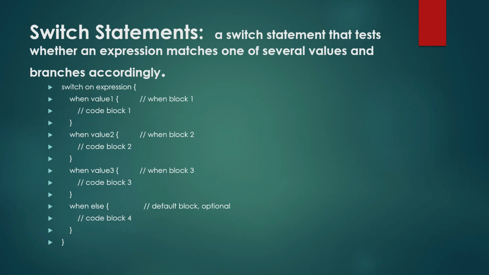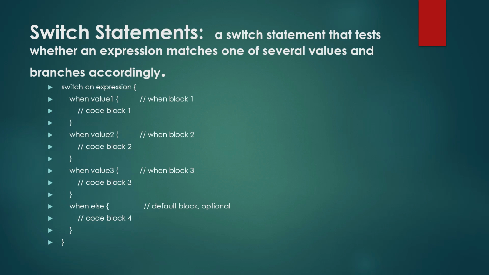So let's understand the switch statement. A switch statement tests whether an expression matches one of several values and branches accordingly. So let's understand this syntax. Switch on expression, when value 1, execute code block 1. When value 2, execute code block 2. When value 3, code block 3. So there is no boolean condition, but you are specifying the value directly. The default block is optional.